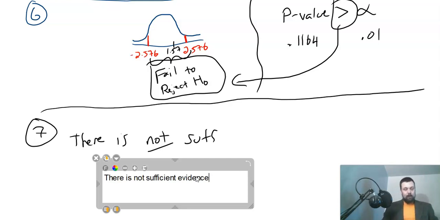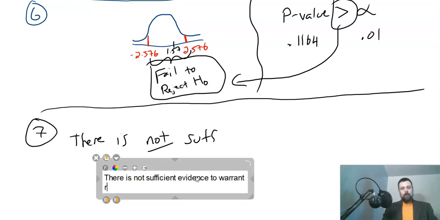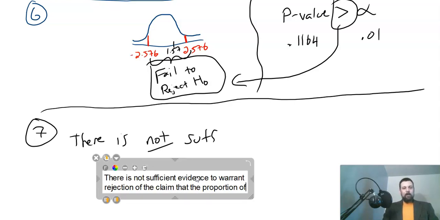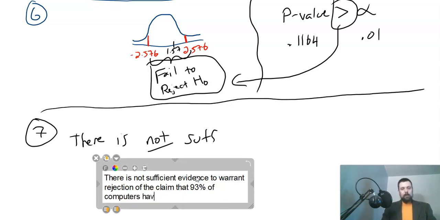We're failing to reject the claim. So there is not sufficient evidence to warrant rejection of the claim that 93% of computers have antivirus software. I don't need to use the word proportion. I think this sounds better if I put it that way, right?